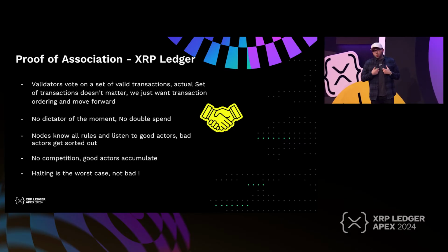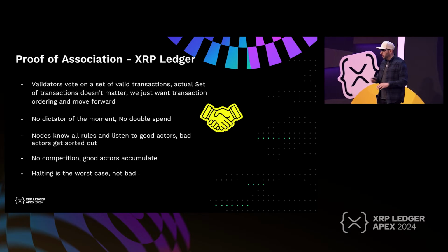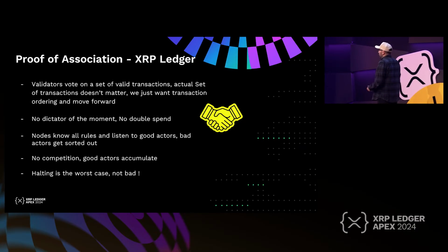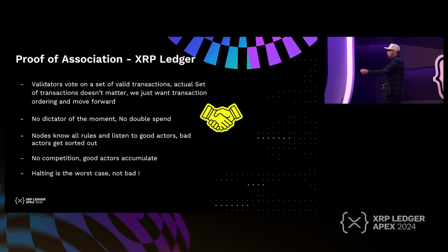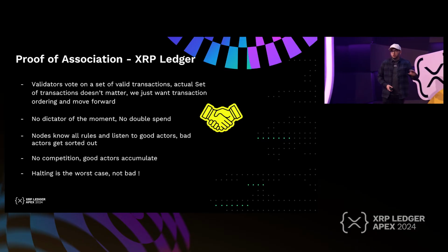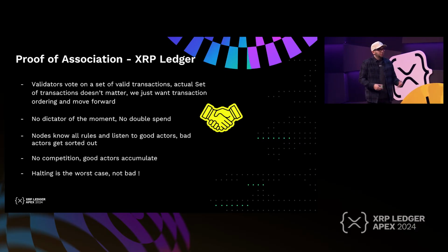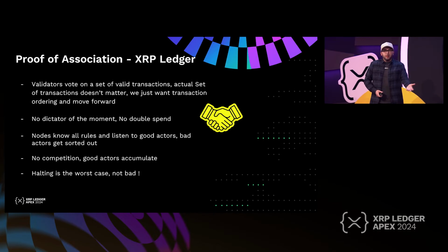So I'm not a block producer. The whole XRP Ledger is. No double spend problem on the XRP Ledger. You cannot double spend on the XRPL. The nodes know all the rules, and the nodes select the people who are behaving in a good way and select out those who are not behaving in a good way. So the good actors accumulate, and the bad actors are getting moved out. Because essentially, we only care about the good actors.